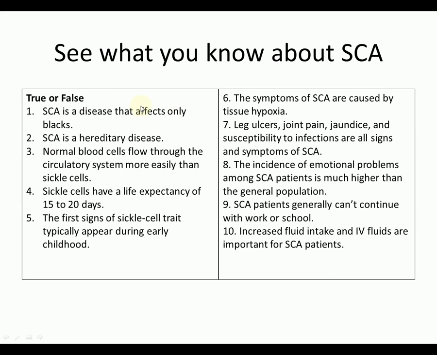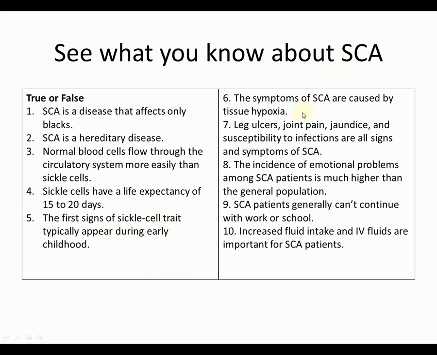Let's see what you know about sickle cell anemia. These are all true or false. Sickle cell is a disease that affects only blacks. Sickle cell is a hereditary disease, and normal blood cells flow through the circulating system more easily than sickled cells. Sickle cells have a life expectancy of 15 to 20 days. The first signs of sickle cell trait typically appear during early childhood.